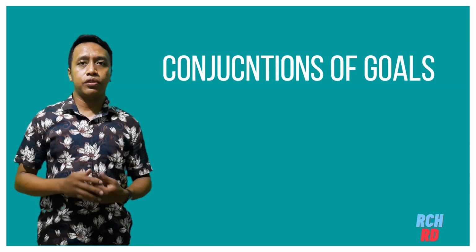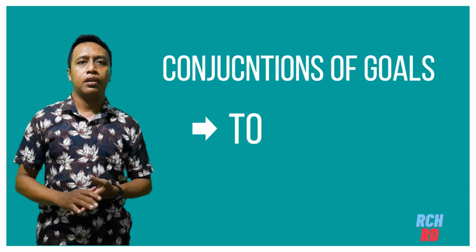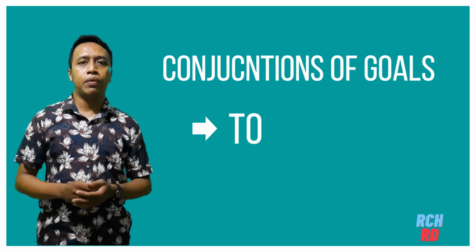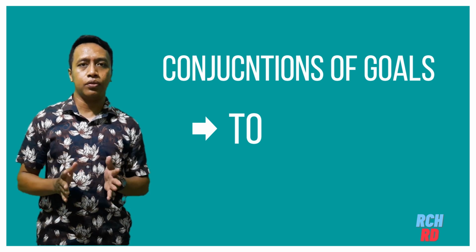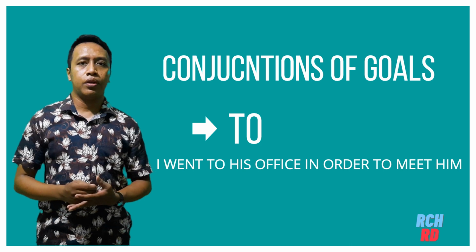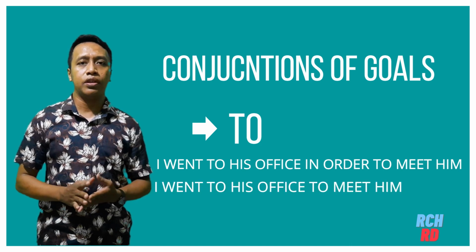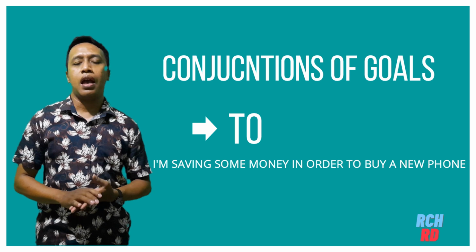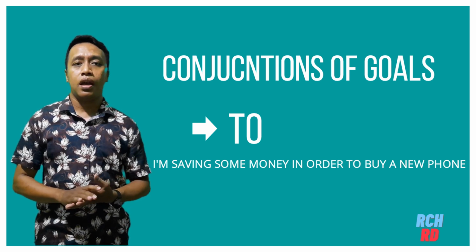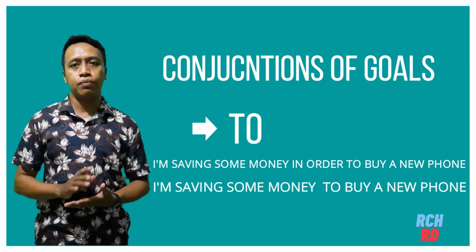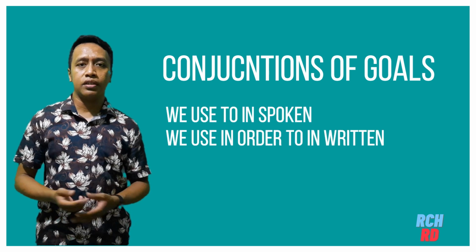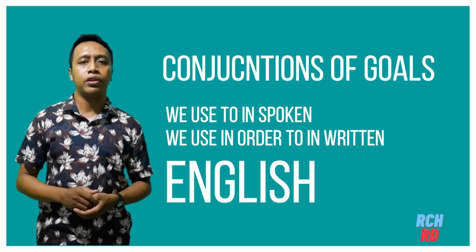And the last one is conjunction to. Basically, in order to and to are the same. You can simply replace in order to with to. I went to his office in order to meet him, we can replace it with I went to his office to meet him. I'm saving some money in order to buy a new phone. I'm saving some money to buy a new phone. Usually we use to in spoken English and we use in order to in written English.